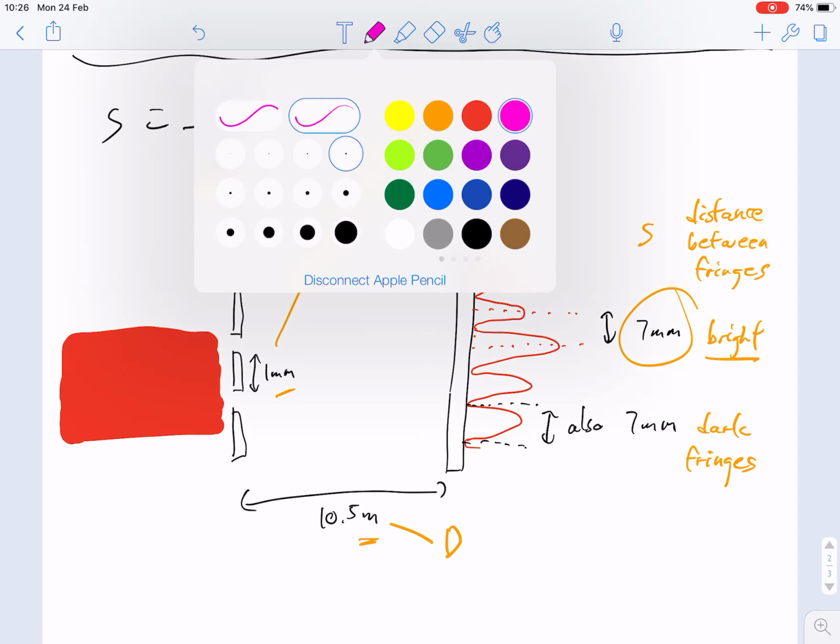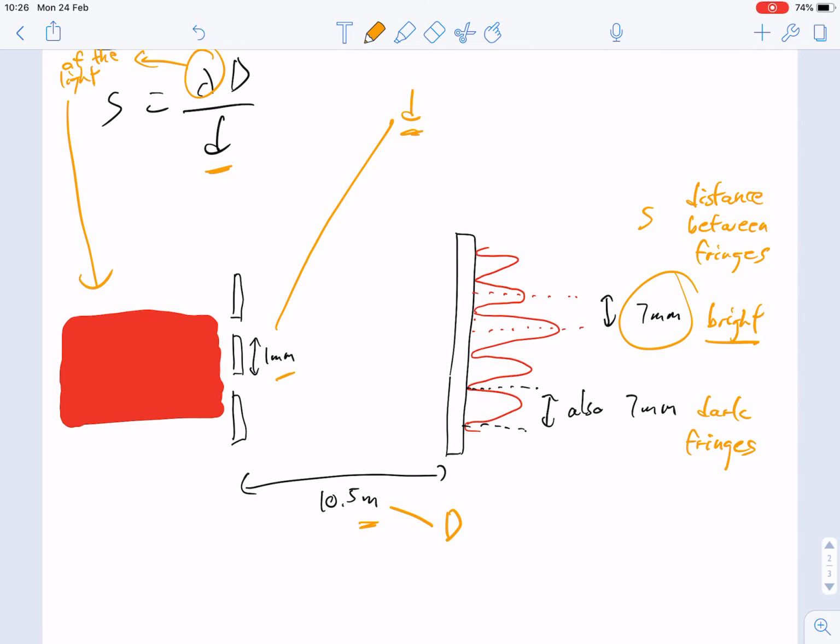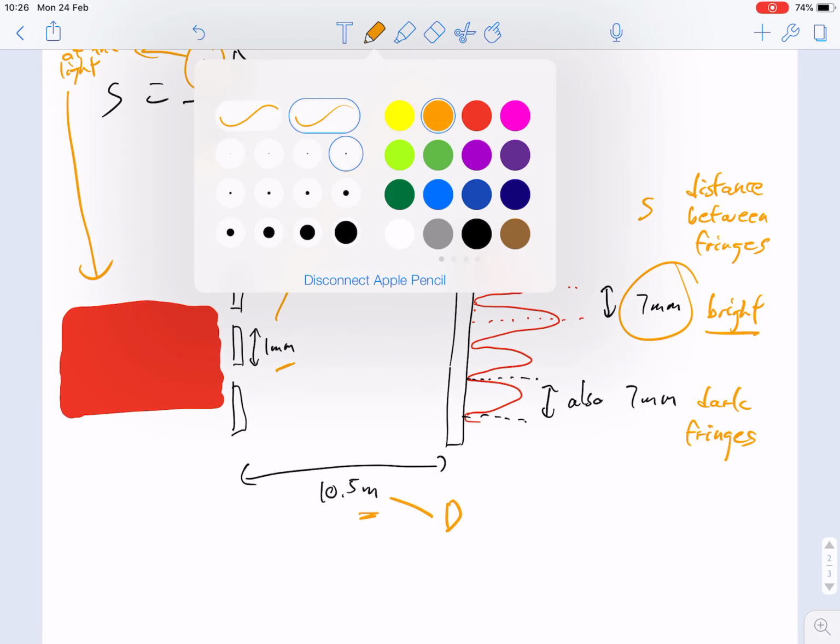Lastly, lambda is our light source. So this is the wavelength of the light source. And what we're actually going to observe is that we're going to get red light when we complete our calculation. Let's do that down here.